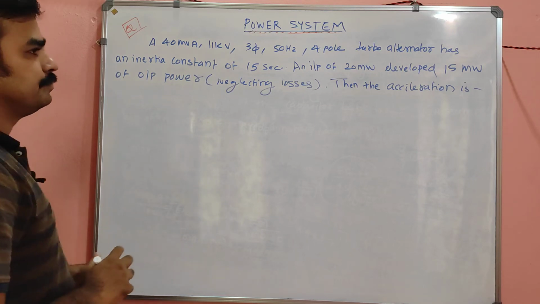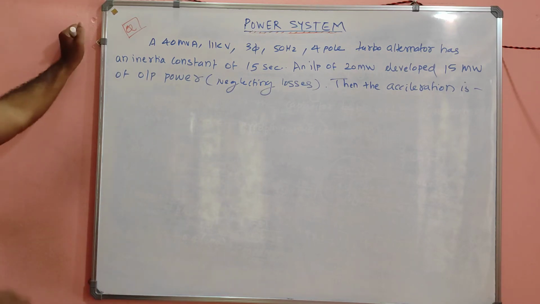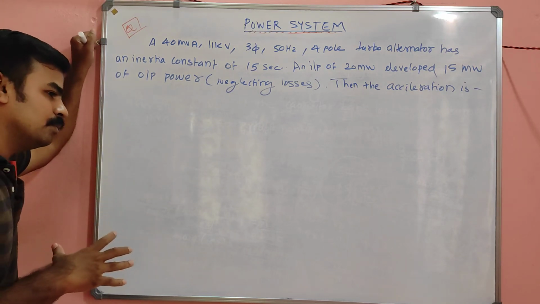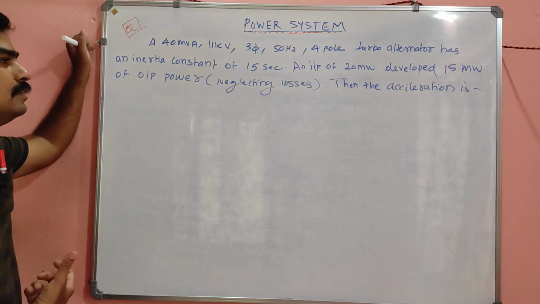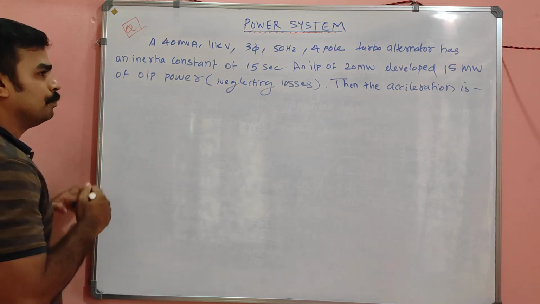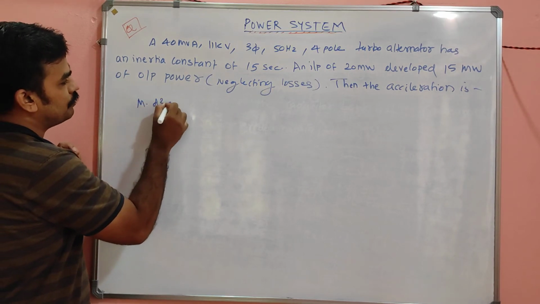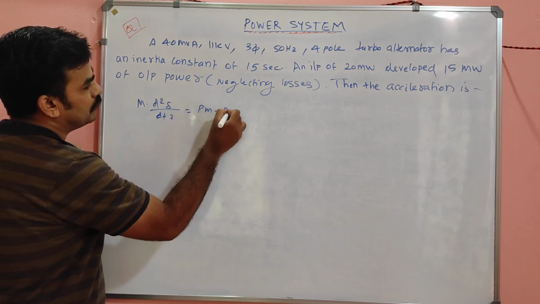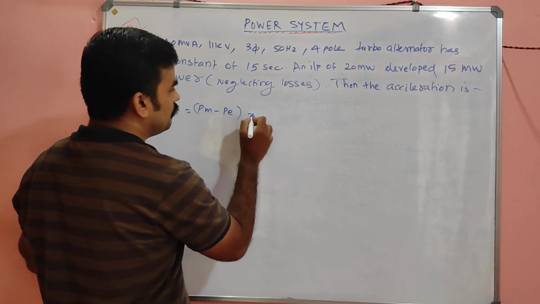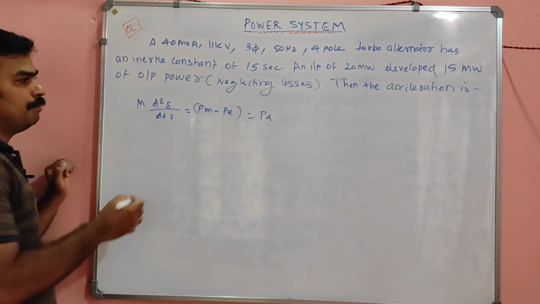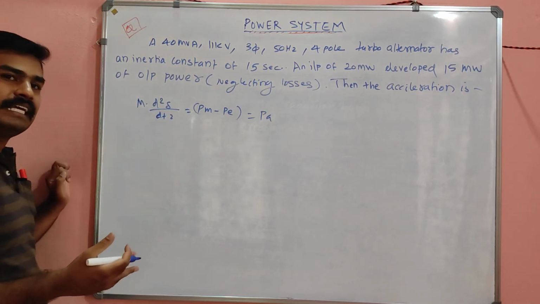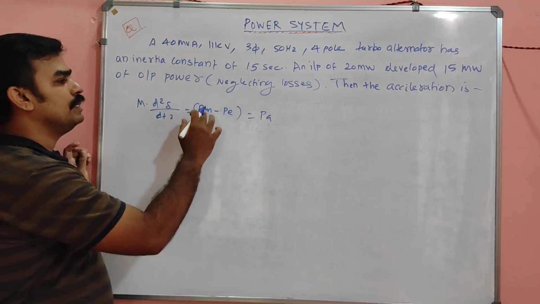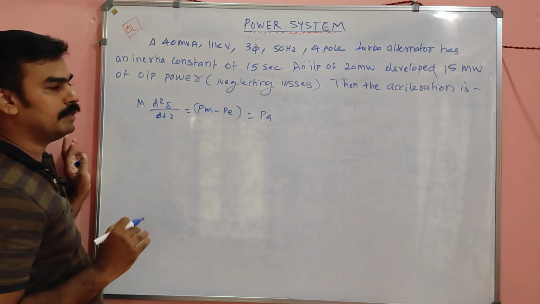How can we do this, my dear? Inertia constant means one equation should come to your mind immediately. That equation is nothing but the swing equation. So we have the basic swing equation as M into d square delta by dt square equal to Pm minus P, which is nothing but the acceleration power, Pa. Pm is the mechanical power and P is the electrical power. Under balanced condition, this Pm is the input power, and P is the output power. That also you can take.